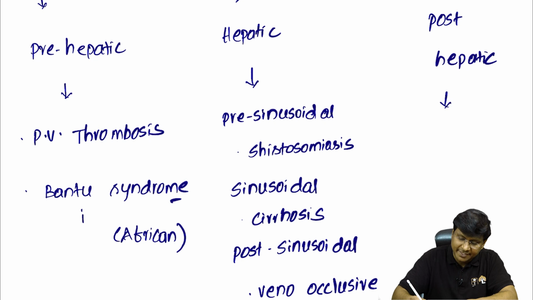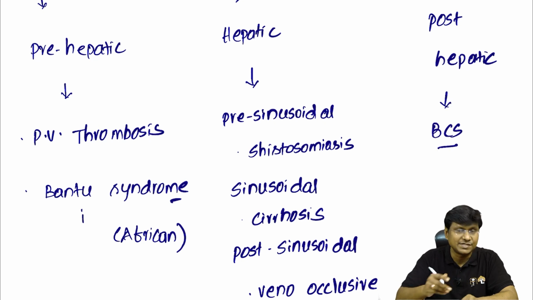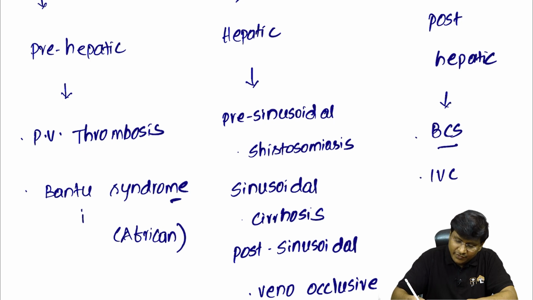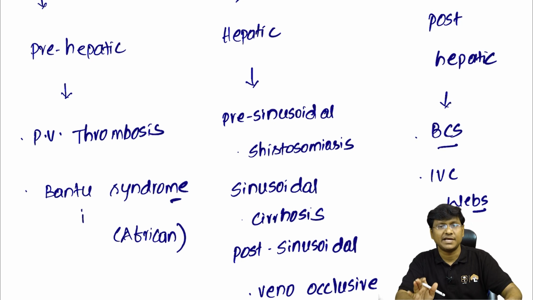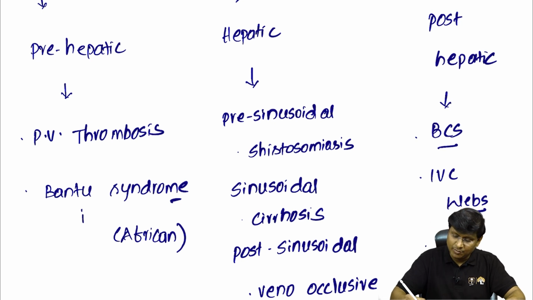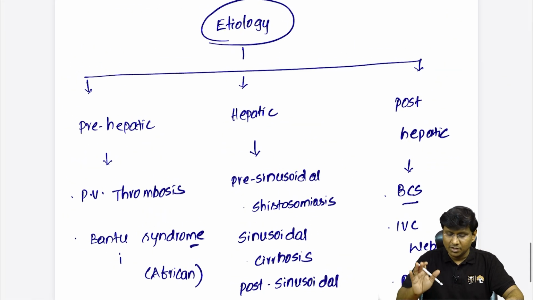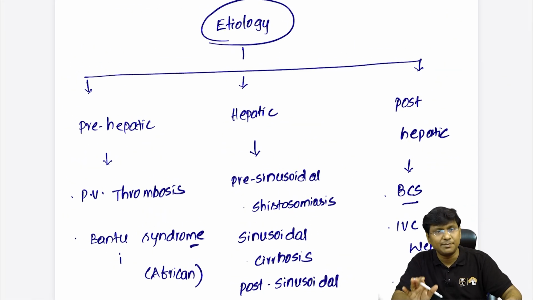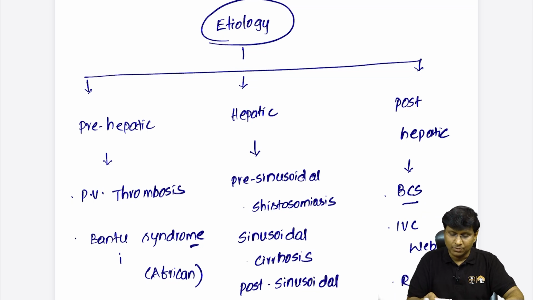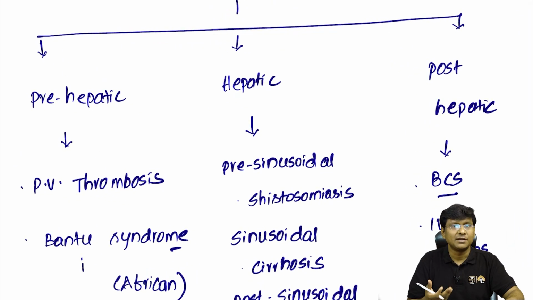And what are the post-hepatic causes? The post-hepatic causes include the Budd-Chiari syndrome, right? Or the inferior vena cava webs. Okay, and one more important condition, that is restrictive cardiomyopathy. So these are all the etiologies that will be causing the portal hypertension, right? Now, coming to the management or the treatment.